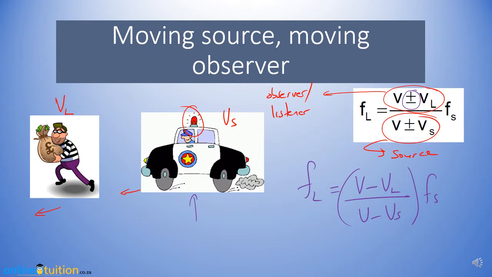changing the subject of the formula. And they're not always going to ask you to work out the frequency of the listener. They could ask you to work out the frequency of the source. They could ask you to work out the velocity of the listener or the source. And that's also very interesting. And that will be coming up in our next video.